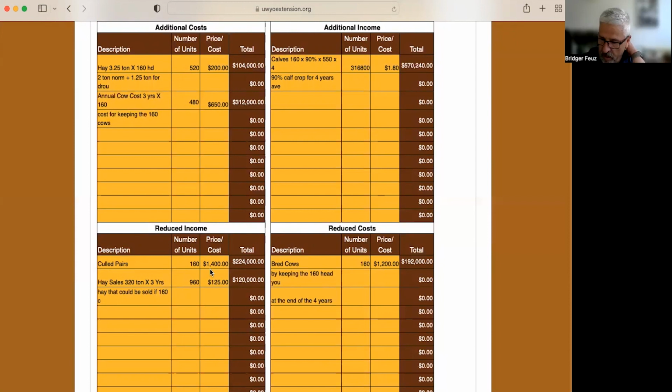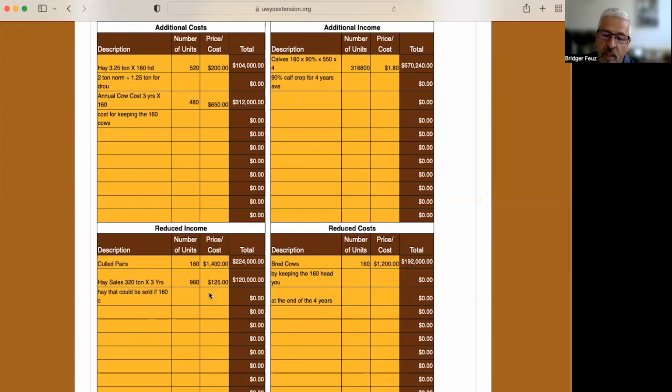Which is what the other option was. We could have sold those 160 pairs as culls at $1,400. So that's $224,000. And then if we sold those 160 cows and didn't buy back cows for an additional 3 years, we would have hay sales, assuming that the drought was just a 1 year event. So we would have hay that we would have available to sell in the next 3 years at 960 ton.